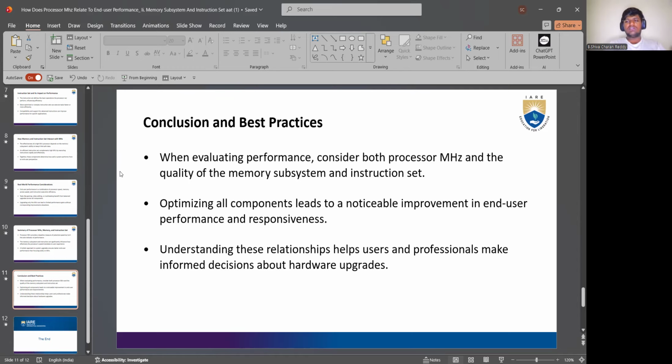By optimizing all these components, we can get a noticeable improvement in the end user experience, and also improvements in performance and responsiveness. By understanding the relationships between all these systems, users and professionals can make informed decisions about hardware upgrades or software which we need in the future to improve our performance even more if we want to.